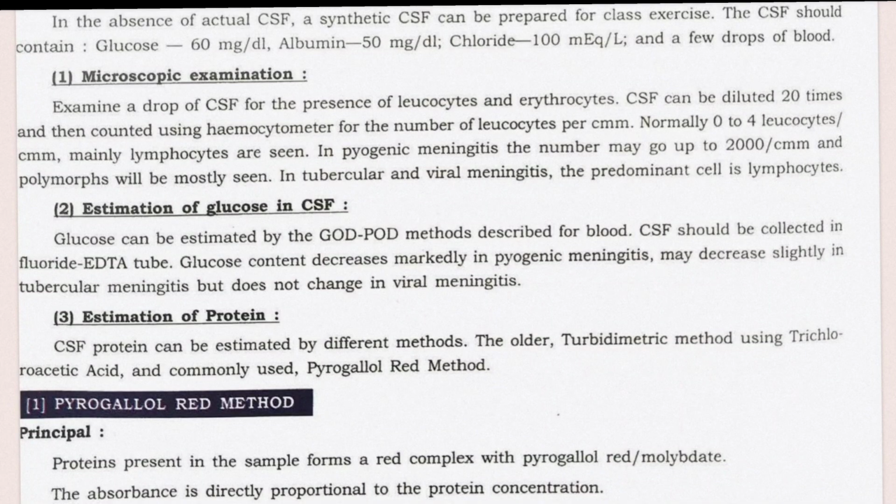Glucose can be estimated by the GOD-POD method described for blood. CSF should be collected in a fluoride oxalate tube. Glucose content decreases markedly in pyogenic meningitis. It may decrease slightly in tubercular meningitis, but does not change in viral meningitis.